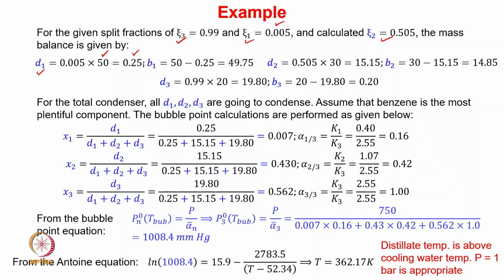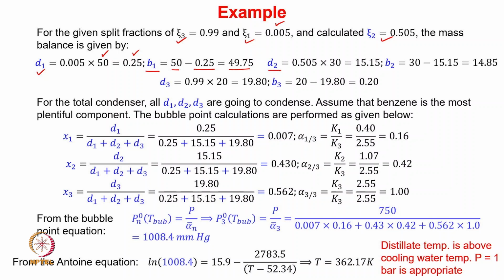Okay. Now since this much amount of orthoxylene is going in the distillate, remaining will be going in what? Remaining will be going in the bottom product, isn't it? So we can obtain B1 as the total feed rate minus whatever is going in the top product. So 50 minus 0.25 gives me 49.75. This will be the amount of orthoxylene going in the bottom product. So B1 in this case is nothing but 49.75 kilomole per hour present in the bottom.